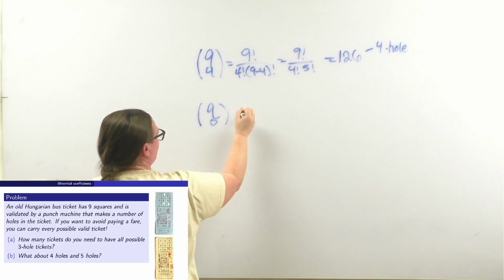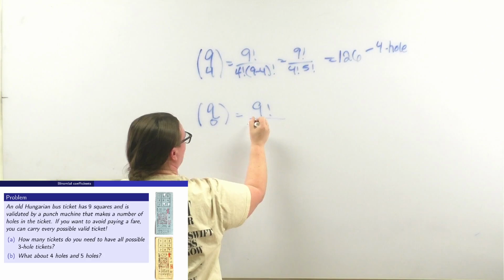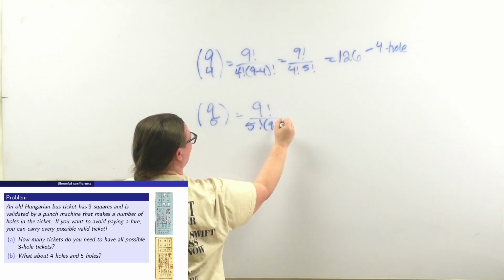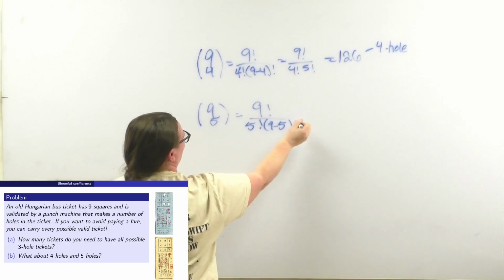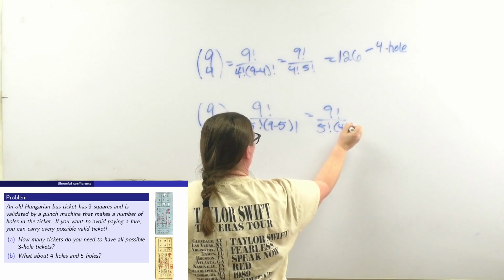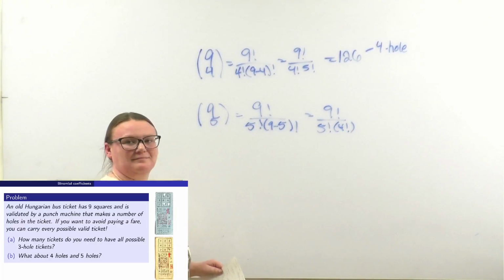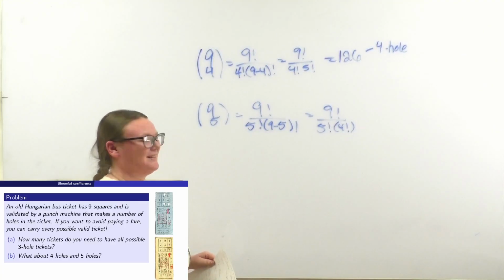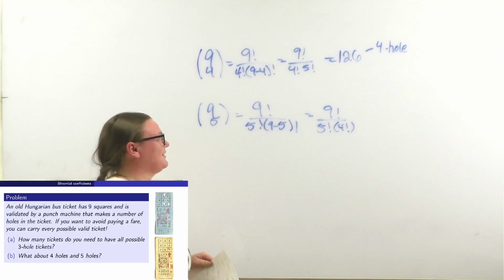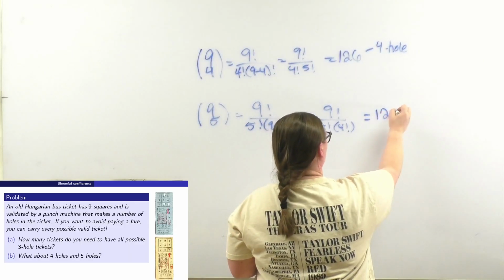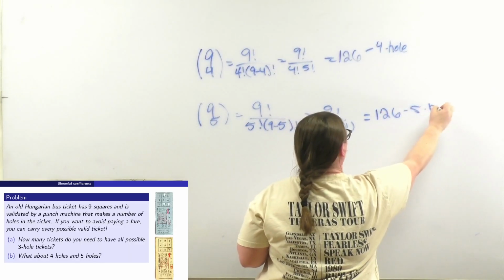9 choose 5, we get 9 factorial over 5 factorial times (9 minus 5) factorial. Here we go. And this is 4 factorial. What do we notice? About 126. Multiplication commutes. You think this would be about 126? I agree with you. And this is for the 5 whole ticket.